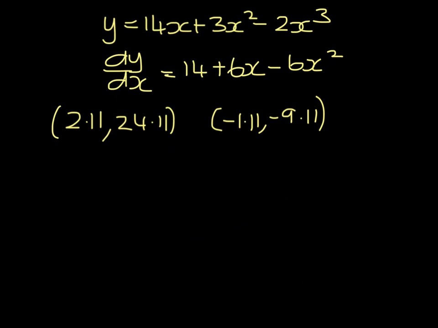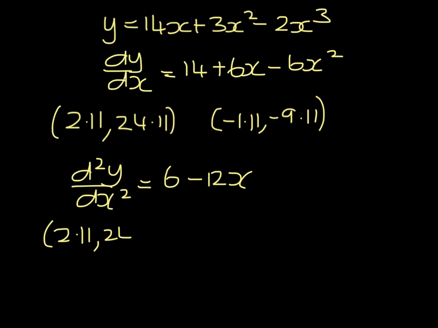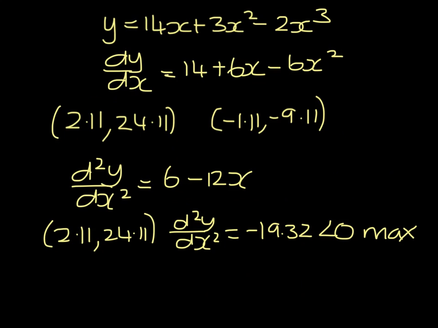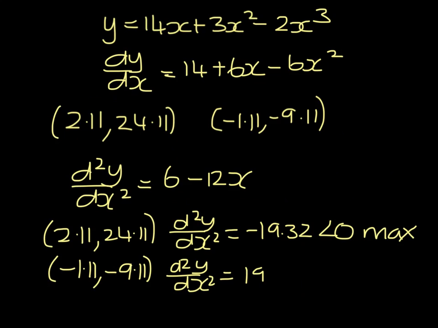We now have to work out the nature of the turning points, so I'm going to find the second differential. If we differentiate 14 we get 0, 6x becomes 6 and we have minus 12x. So at the point (2.11, 24.11), the second differential is 6 minus 12 times 2.11, which gives us minus 19.32. That's less than 0, so I know that this is a maximum. Repeating it for (minus 1.11, minus 9.11), the second differential is 6 minus 12 times minus 1.11, which is 19.32. That's greater than 0, so that's a minimum.